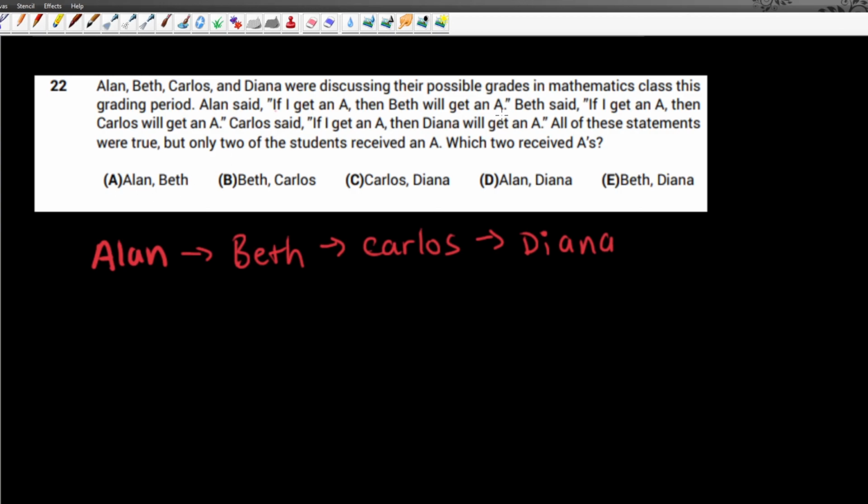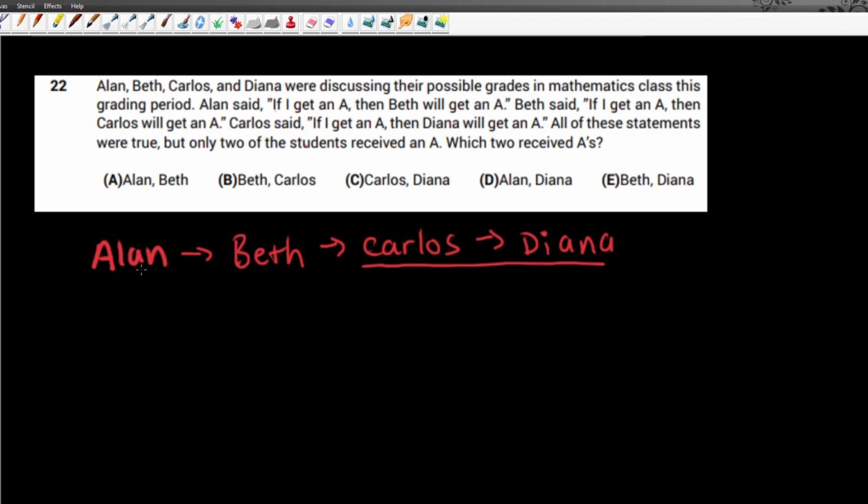So anyone in front that gets an A will cause everyone behind them to also get an A. If all these statements are true, but only 2 of the students received an A, which 2 received an A? Logically, we can see that only Carlos and Diana received an A, because Carlos getting an A won't affect anyone in front of him. So only Carlos and Diana received an A.